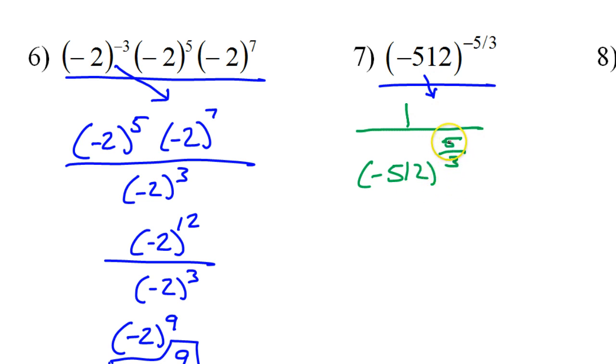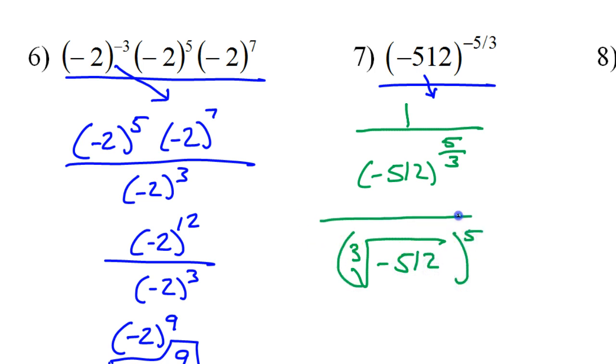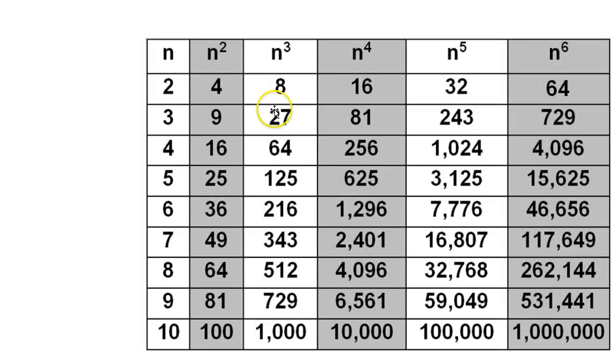Now, 5 is the power, 3 is the root. So I'm going to do the cube root and the 5th power. So if I do that, here's the cube root of negative 512. And then here's the 5th power. And all of that is in the denominator. So you can take the cube root of a negative number. It'll just be negative. The cube root of negative 512 is going to be negative 8.